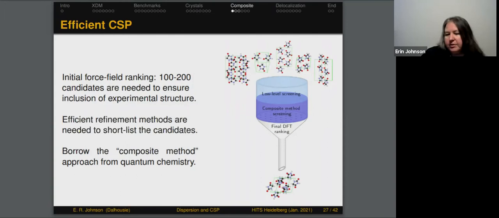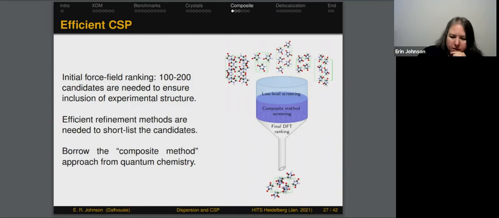But we would need to carry forward perhaps 100, 200 or more candidates to ensure inclusion of the experimental structure, due to the less accurate nature of the force field ranks. And even then, it's too expensive to do DFT on 100, 200 candidates in many cases. So we need efficient refinement methods to shortlist candidates from the force field.